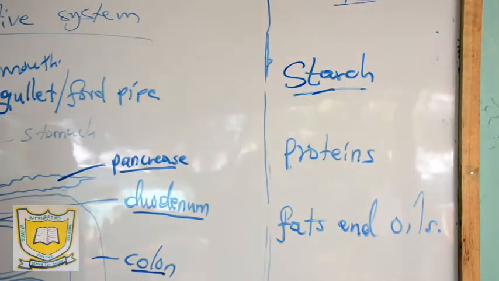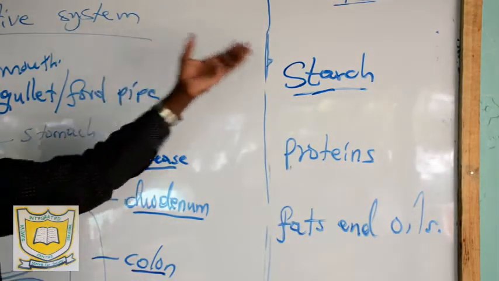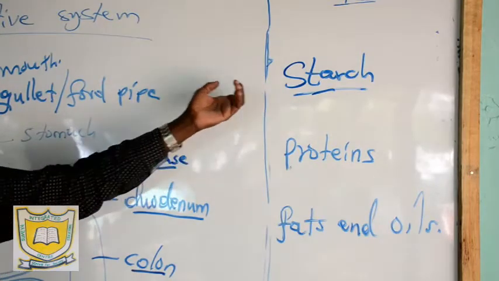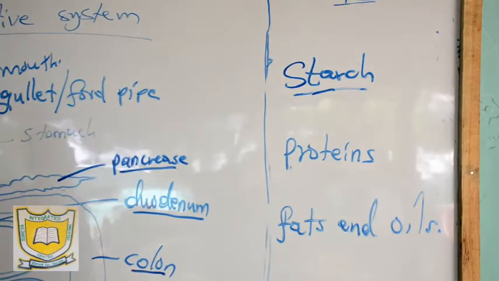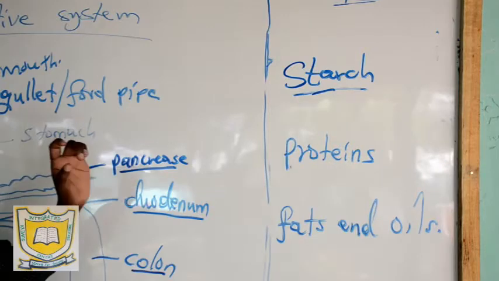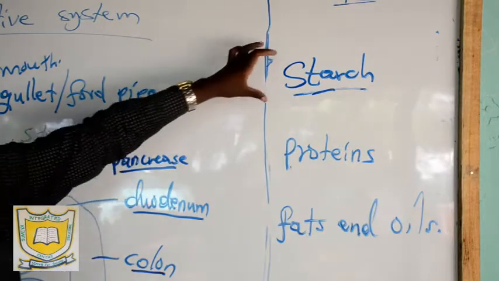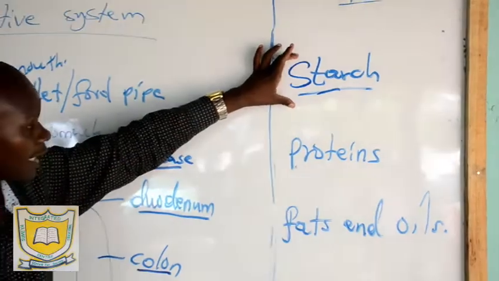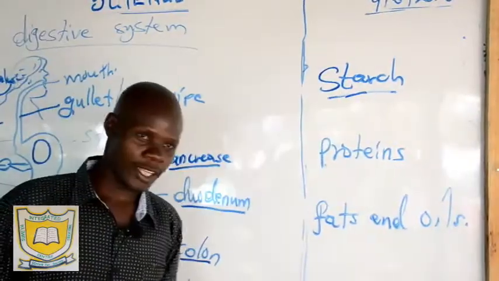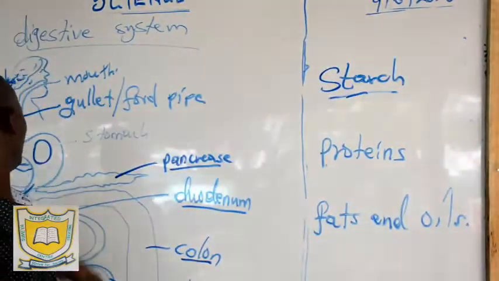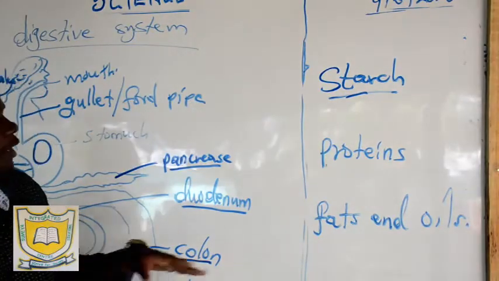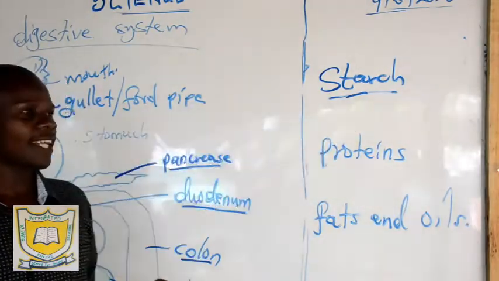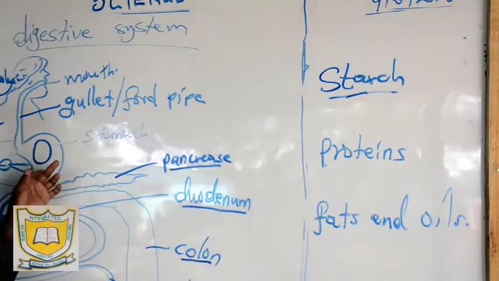Now, what carries that digestion? In the mouth, we have the saliva, which contains salivary amylase. So the saliva is the one that carries out digestion of starch or the carbohydrates in the mouth. As the food proceeds, you find that the proteins are digested in the stomach.